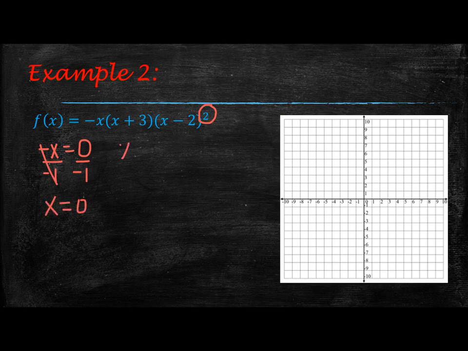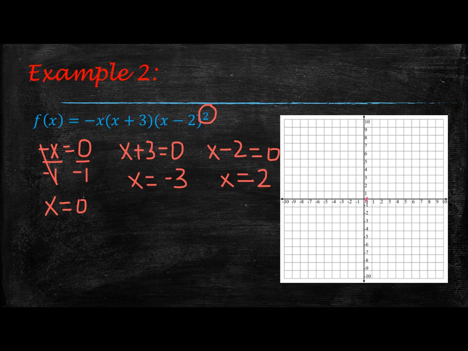Then we're going to take x plus 3. We're going to set it equal to 0. And so x is going to be equal to -3. Then we have (x minus 2) squared. So we have two factors of x minus 2, but that doesn't change the fact that we're going to set it equal to 0 and we get 2 as an intercept. So what that means is we have that intercept of 2 twice, and so you're going to see a bounce there. So let's go ahead and graph those.